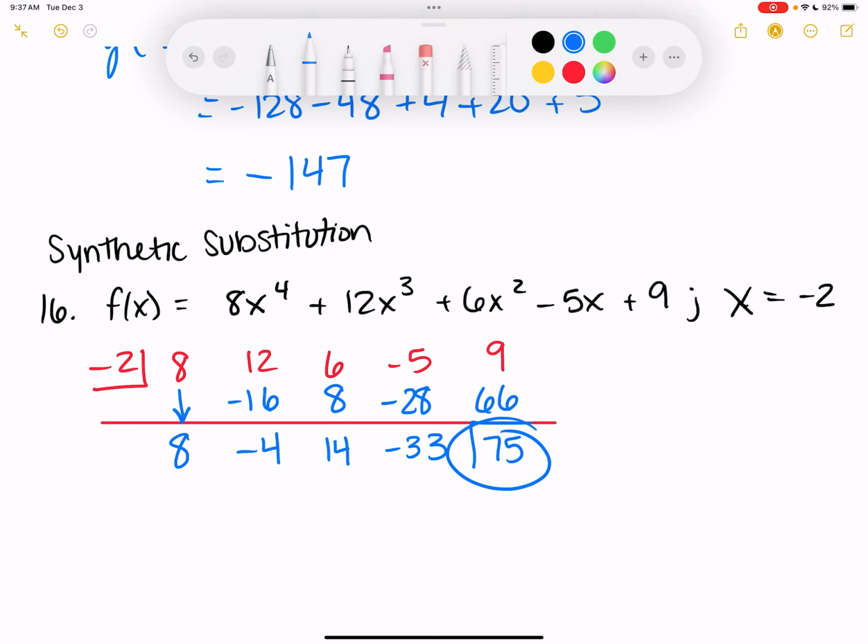That was kind of fun. That's not actually that hard. People tend to forget to put in the zeros, especially when we get to the ones where there are terms missing. Keep doing these.